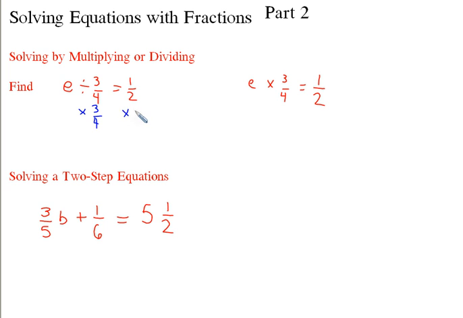When we do that, remember this cancels out because it's divided by something and then multiplied by the same thing. So that just cancels it out. That's pretty easy. So now we just have e by itself, and that's equal to 1/2 times 3/4. And so we just have 3/8.